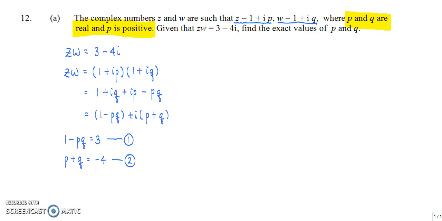These two equations prompt us to solve them simultaneously. From equation 2, we make p the subject, so p equals negative 4 minus q. We call this equation 3. Next, we substitute equation 3 into equation 1. So upon substitution, we will get 1 minus p, where q will be substituted.